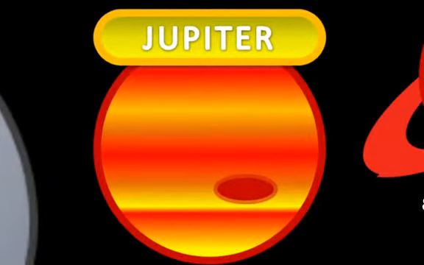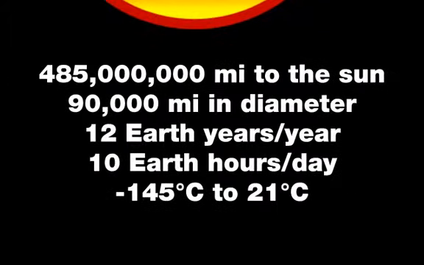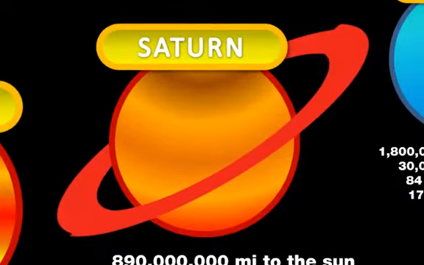Now we jump past the asteroid belt and we go to Jupiter. Jupiter is 485 million miles to the sun, 90 million miles in diameter, and 12 Earth years is 1 year. And look how fast this guy moves. 10 Earth hours is 1 day. This thing spins 10 hours for a day. Unreal.